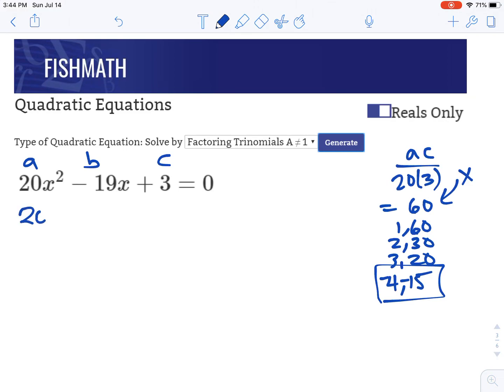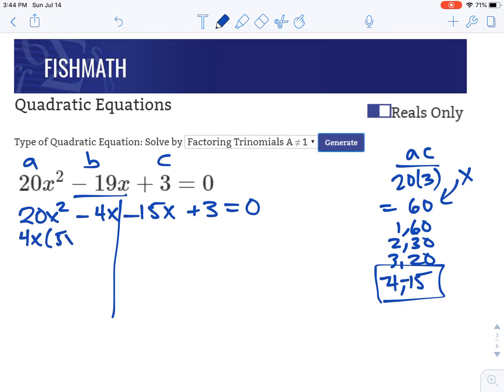We're going to keep 20x squared the same. We're going to split this into negative 4x minus 15x. Either order is totally fine. It'll work either way. Trust me on that. And then we're just going to use our GCF of both halves here to factor this into two binomials. So we look at the first half, GCF would be 4x times 5x minus 1. And the second half, GCF would be 3 times negative 5x plus 1.